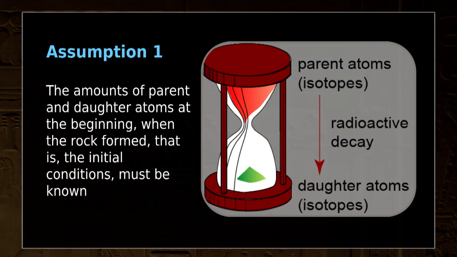Were the geologists there millions of years ago when the rock formed to be sure that there were only unstable parent atoms to begin with in the top glass bowl, and no daughter atoms to begin with? What if there were daughter atoms as well as parent atoms?